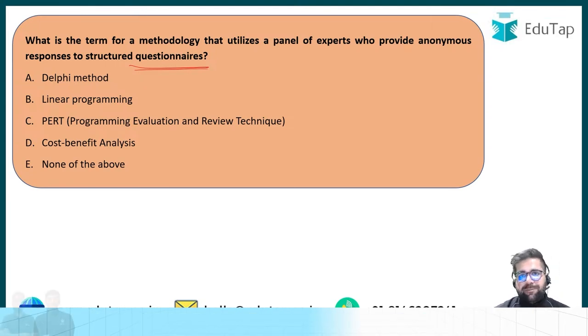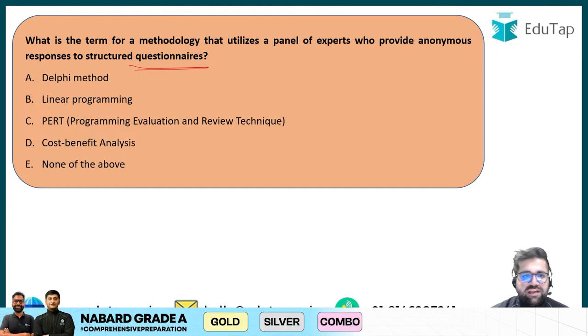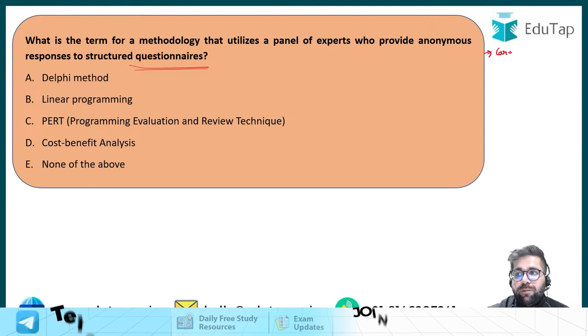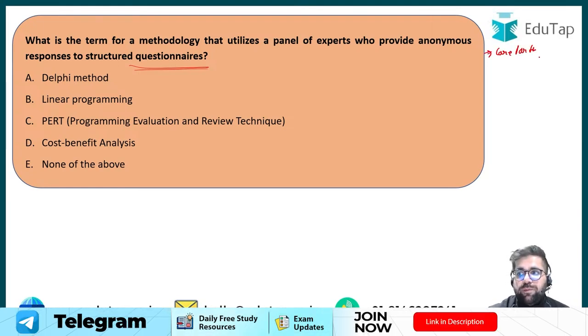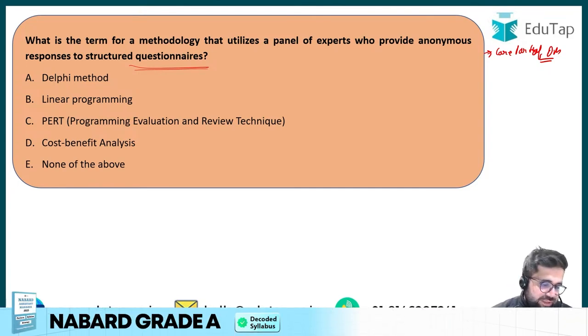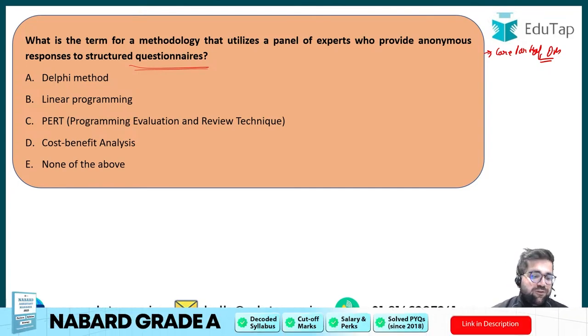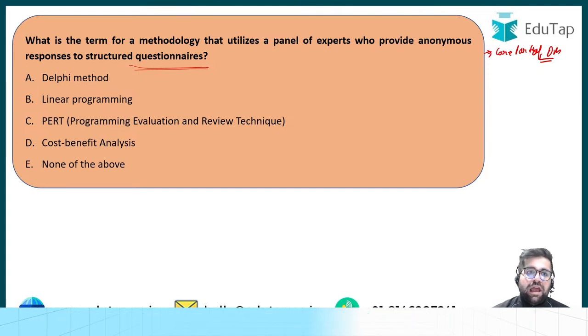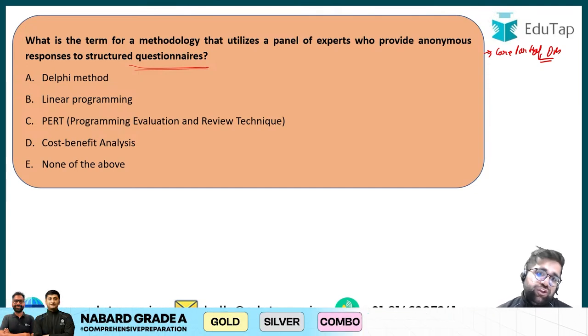And such type of questions will definitely appear in your exam. These are the questions which are forming the core part of decision making. Core part of what? Decision making. So techniques of decision making, process of decision making, models of decision making can be repeated in the exam of 2024 itself. Chaliye, the next question: what is the term for a methodology that utilizes a panel of experts who provide anonymous responses to the structured questionnaire?